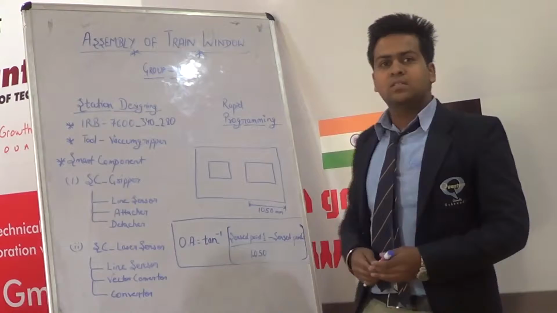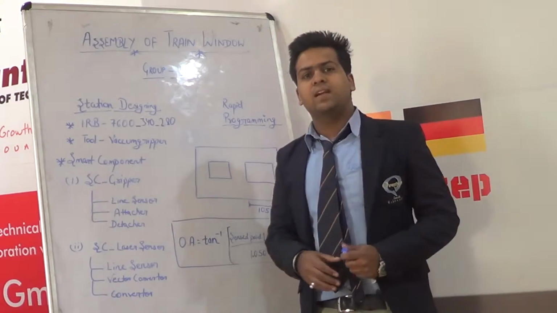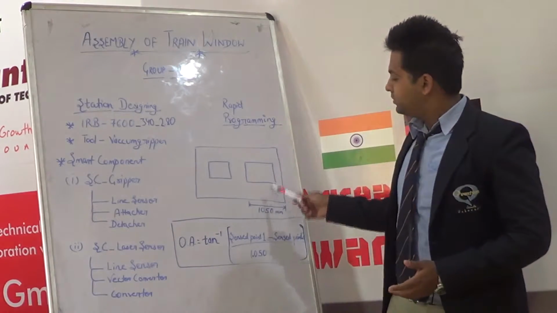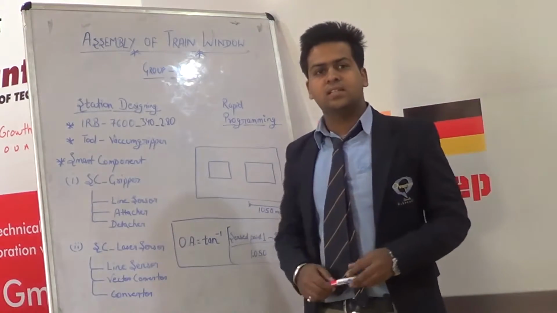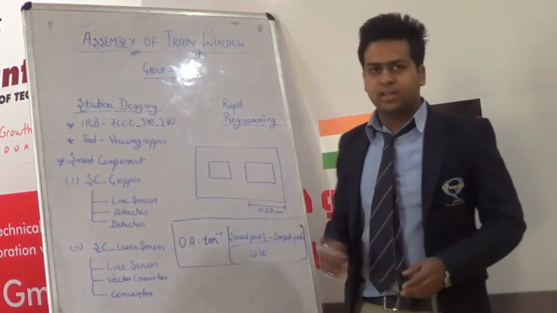It looks simple, but it is not, because there is a hidden interesting fact, and that is the train window is oriented at an angle that we do not know. So we have to use a laser sensor to find out that orientation angle.